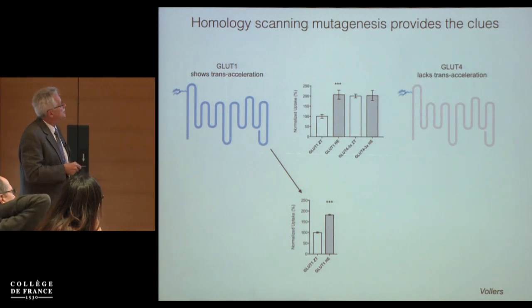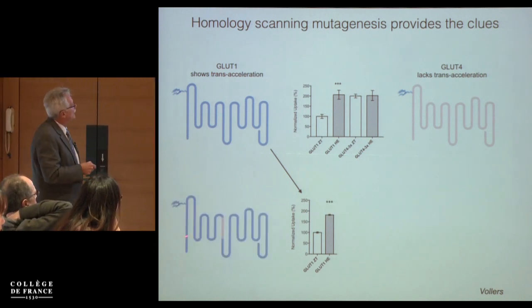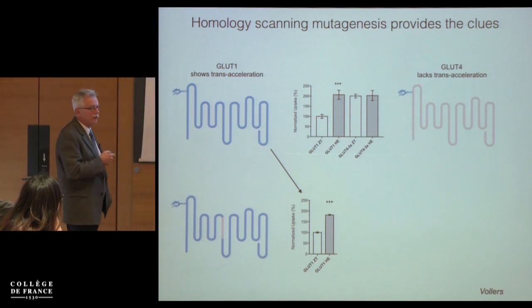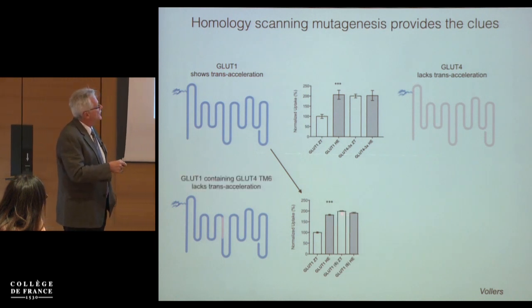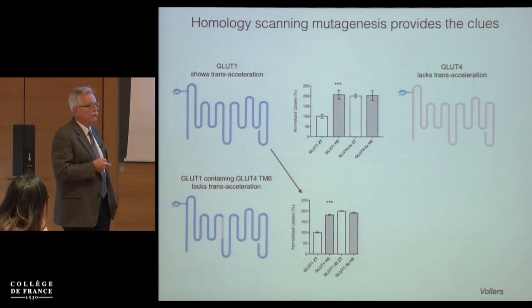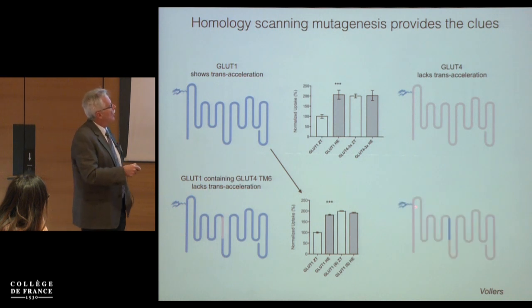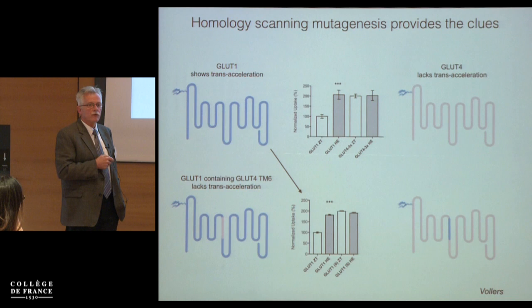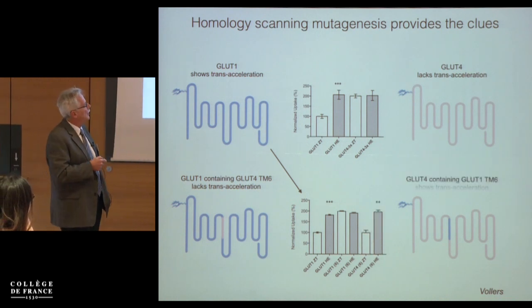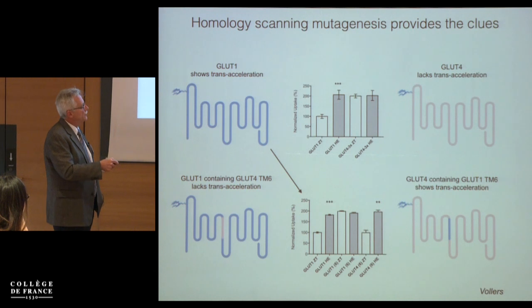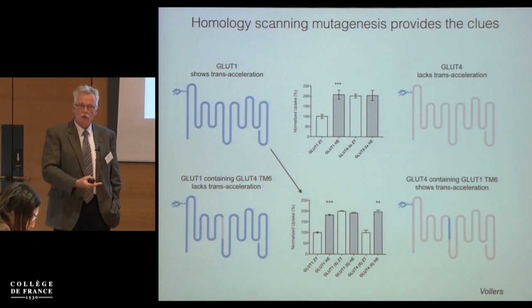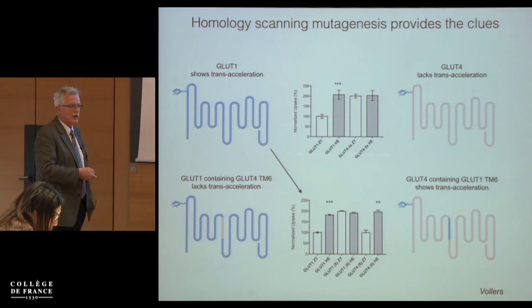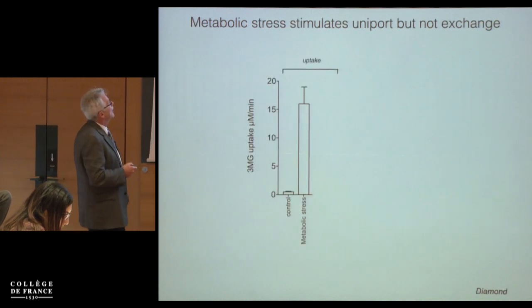Now, if we do another set of experiments, this is simply the control. If we take GLUT1 and put transmembrane domain 6 from GLUT4 into GLUT1, then you can see that there's no transacceleration, but uniport, or uptake in the absence of intracellular sugar, is high. If we take GLUT4 and put transmembrane domain 6 from GLUT1 into GLUT4, now uniport is low, and we see transacceleration. So somehow transmembrane domain 6 is suppressing uniport, but its suppression can be released when there's sugar inside the cell.